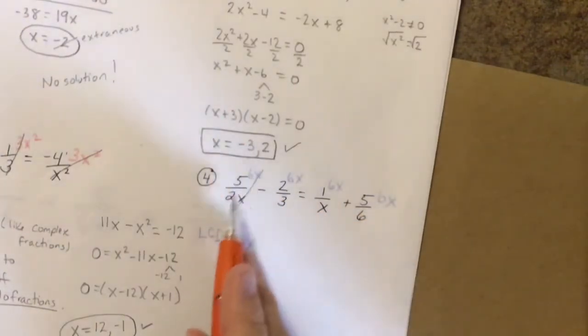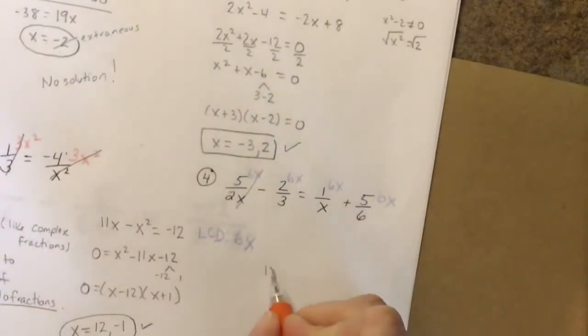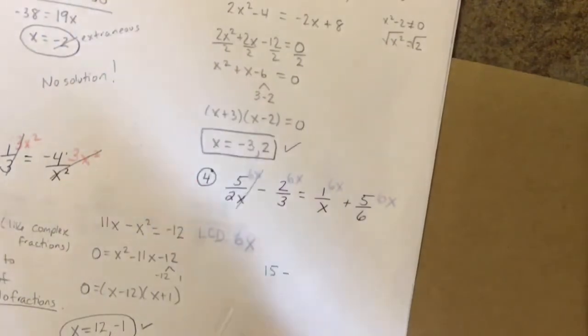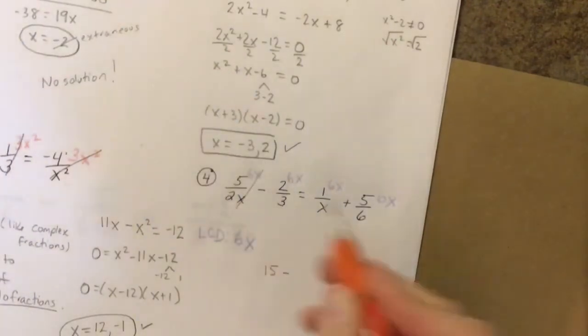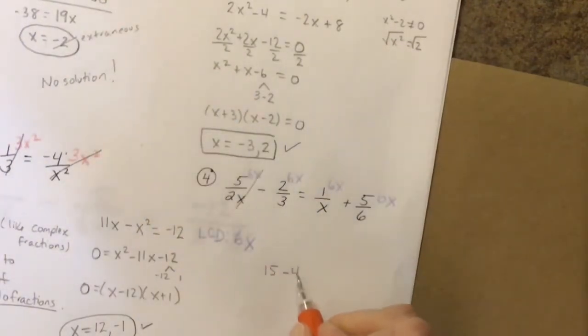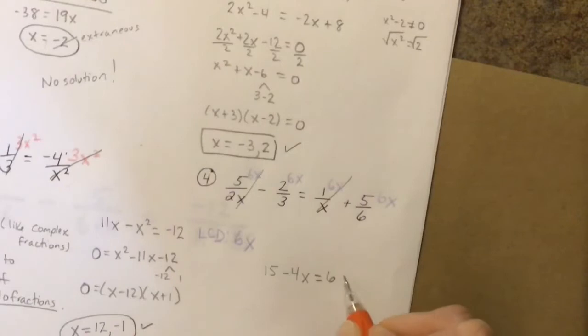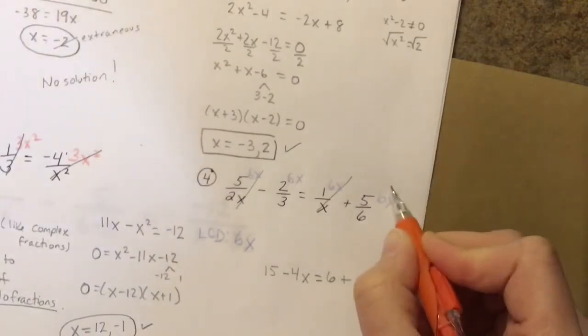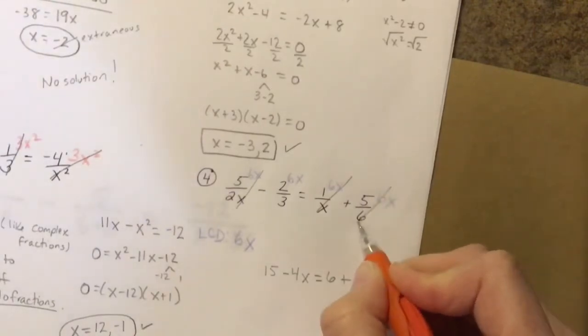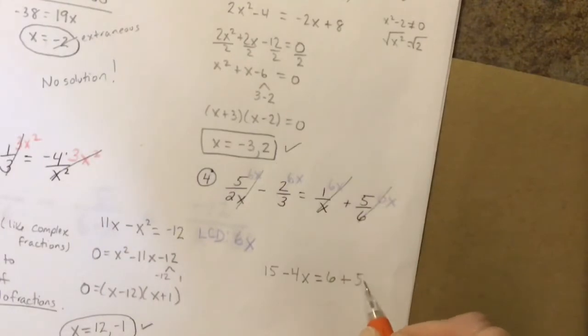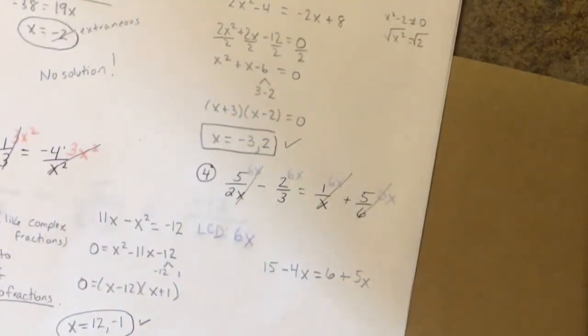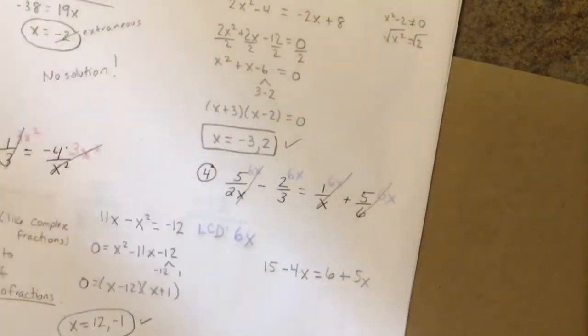Okay. Write the LCD on the top in the numerator, and x's cancel. I get 30 divided by 2, I've got 15. Minus 12 divided by 3, I get 4x equals. On the other side, x's cancel. 1 times 6, 6. Plus, what cancels last? 6 is 5 times x. 5. All right. Now, this is just a simple linear, right?